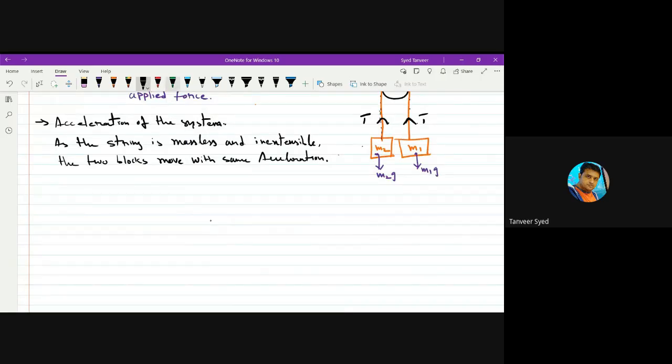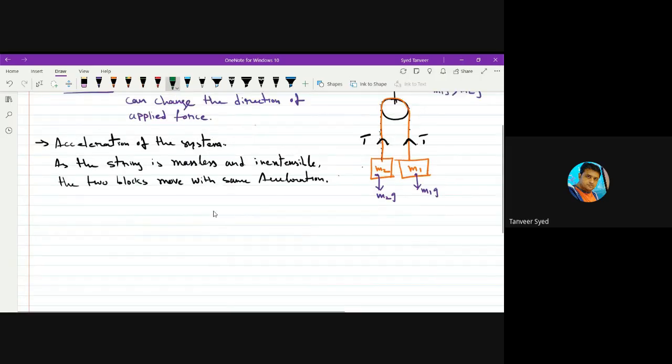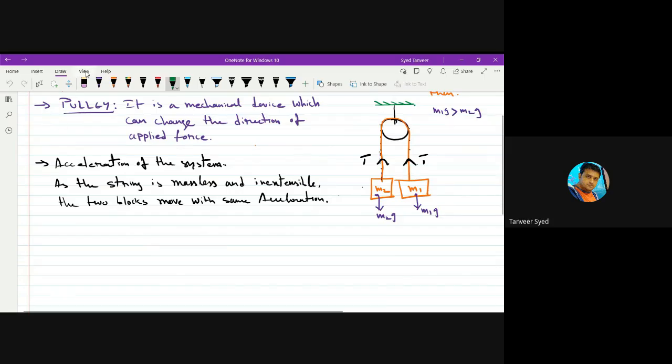Now, listen carefully here. In order to calculate the acceleration of pulley block systems, there are two methods which can be used. One method is drawing a free body diagram of each block and writing the equation of its motion. If there are two blocks, you will get two equations of motion. Solving those two equations, we will get the value of acceleration. That is one method, the general method, but a bit lengthy, time-consuming method.